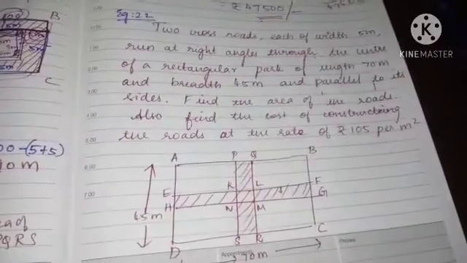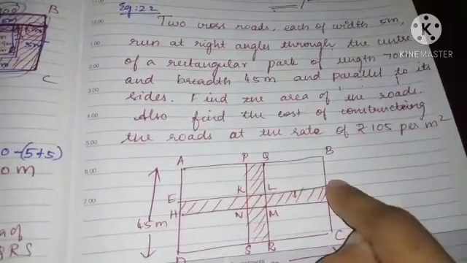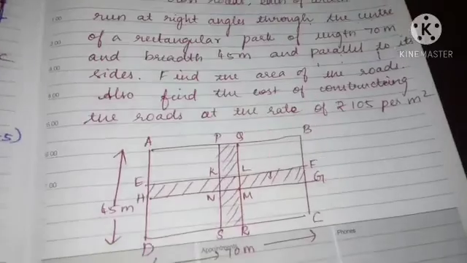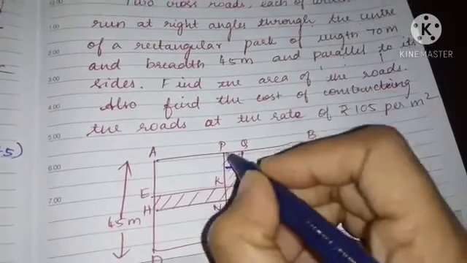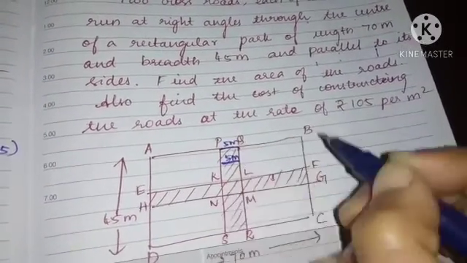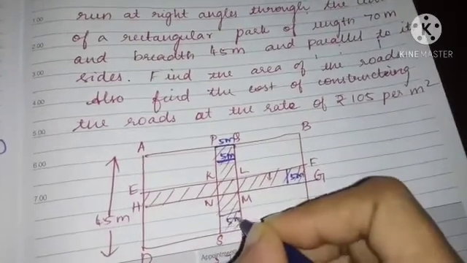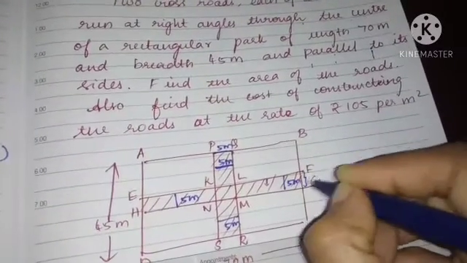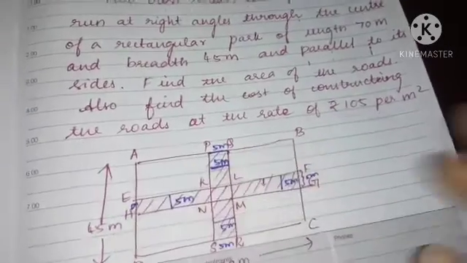Two crossroads. Okay, there are two crossroads. The shaded region is the road. Two crossroads, each of width. Width means what? This is your width. Okay, so this is your 5 meter. So obviously this is also 5 meter. Likewise, this is 5 meter. The width of that road is 5 meter. So obviously this is also 5 meter, 5 meter, 5 meter. Okay, everything is 5 meter.